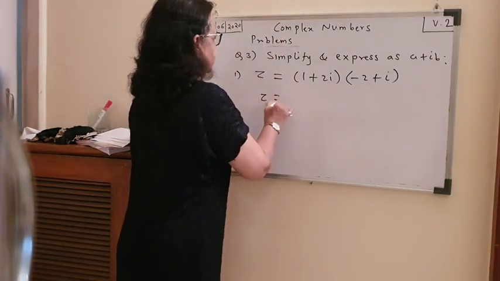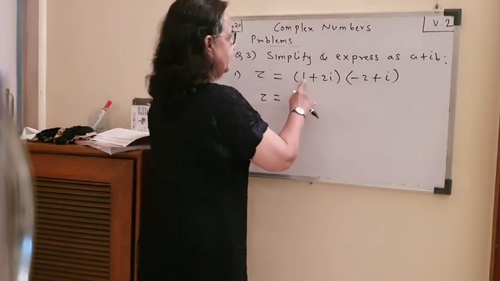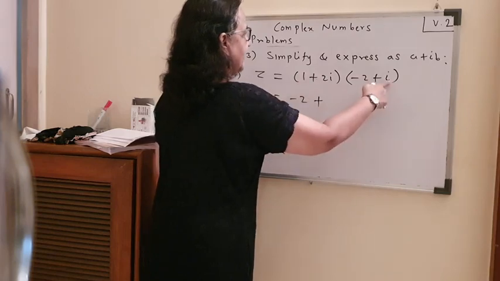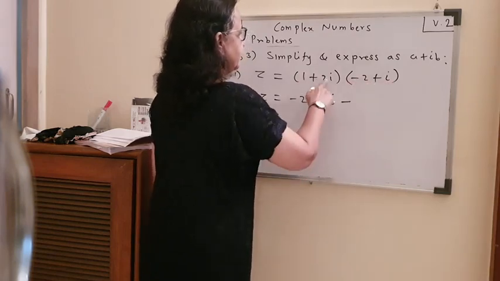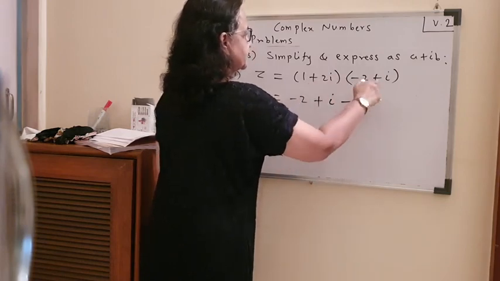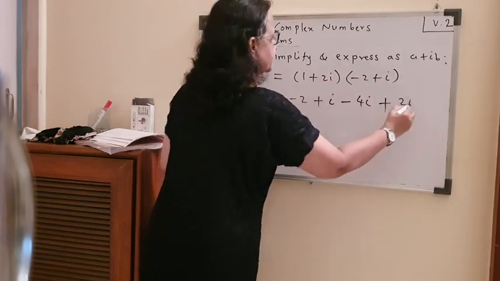Now we will simplify. It's a product of two complex numbers. We'll open out term by term. 1 into minus 2 is minus 2, plus 1 into i is i. Next, minus 2i into 2 is minus 4i. So the last term is plus 2i into i, which is 2i square.